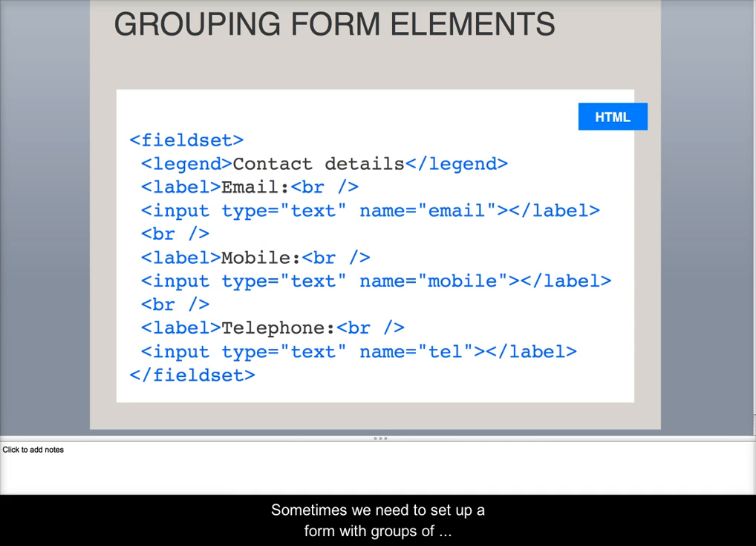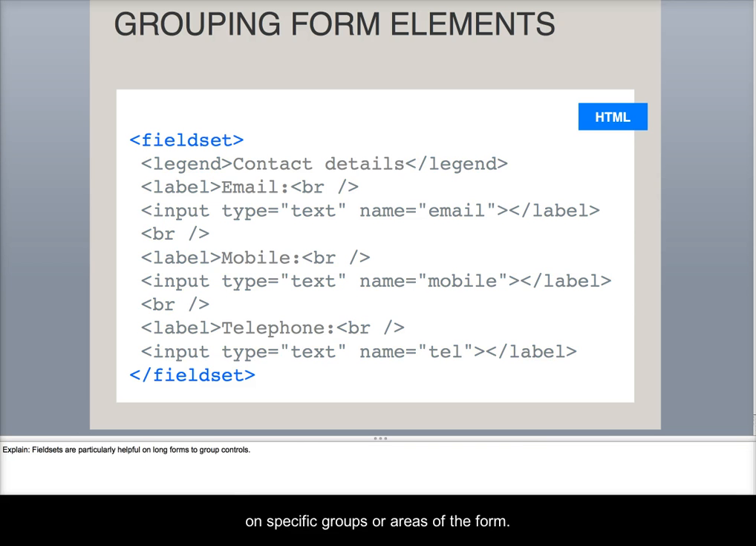Sometimes we need to set a form up with groups of information, partially for data grouping visually on the page and for setting up the way the CSS on a specific group or area of the form will look. Using the fieldset tag, you wrap it around the controls on the page to delineate an area you want to group together, much like a div tag for HTML.